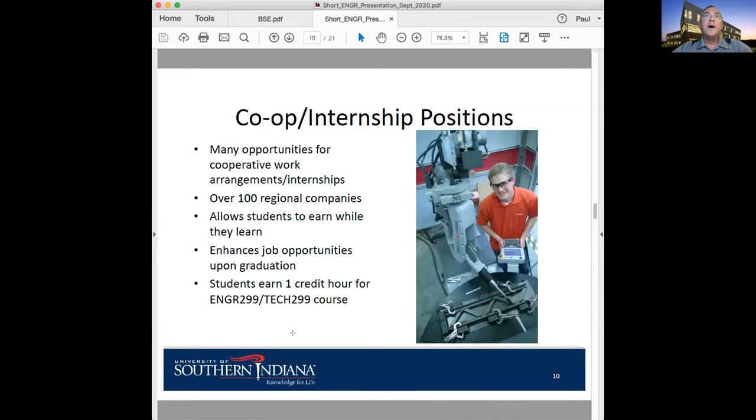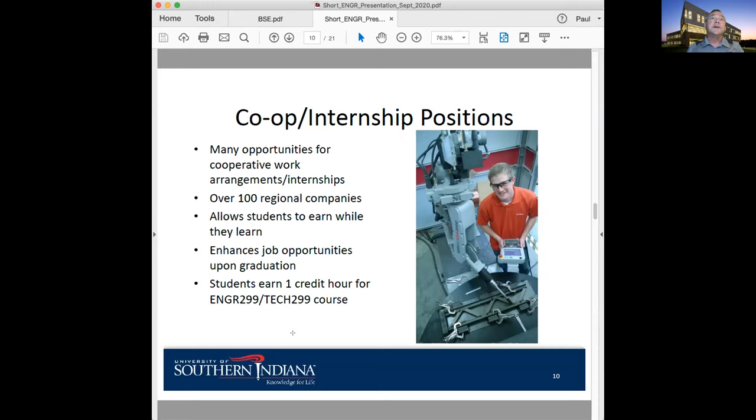We do have a very robust co-op and internship program. We have over 100 different companies that we coordinate with to make this work. Most of the students do co-op during the summer, but some of them can also do it in the fall or the spring. The students will earn 1 credit hour in engineering elective or tech elective for taking that course. They can do it up to 3 times. Actually, they can do it as many times as they want, but only 3 times will count for credit.